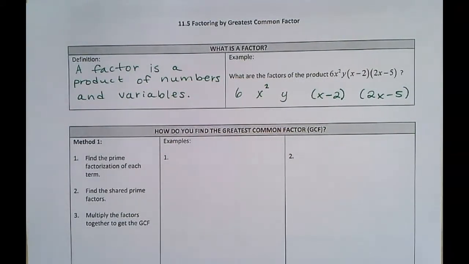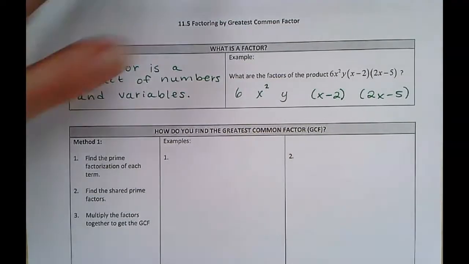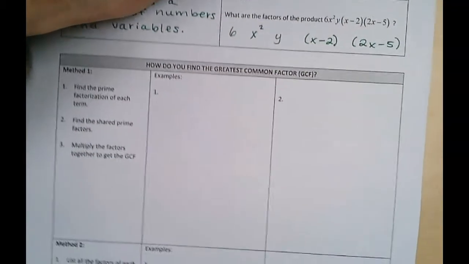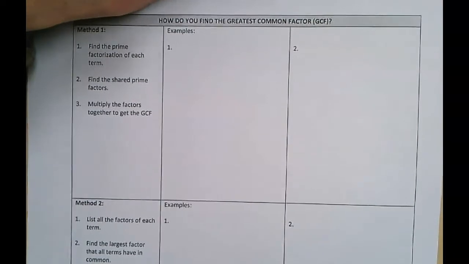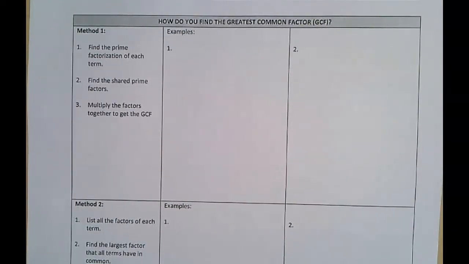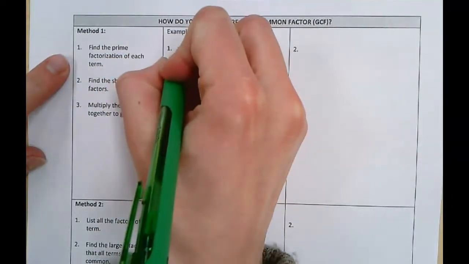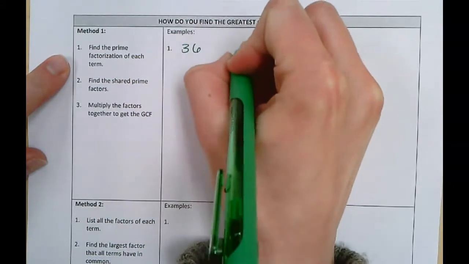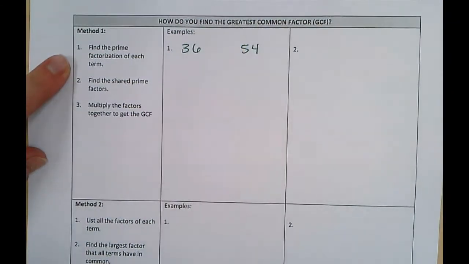Now, what we're going to do with these factors is we're going to basically break down and see what the greatest common factor is between two terms. Before we start with some variables, we're going to start with numbers. We have two methods of doing this. Method 1, we're going to use prime factorization. We're going to compare 36 and 54.